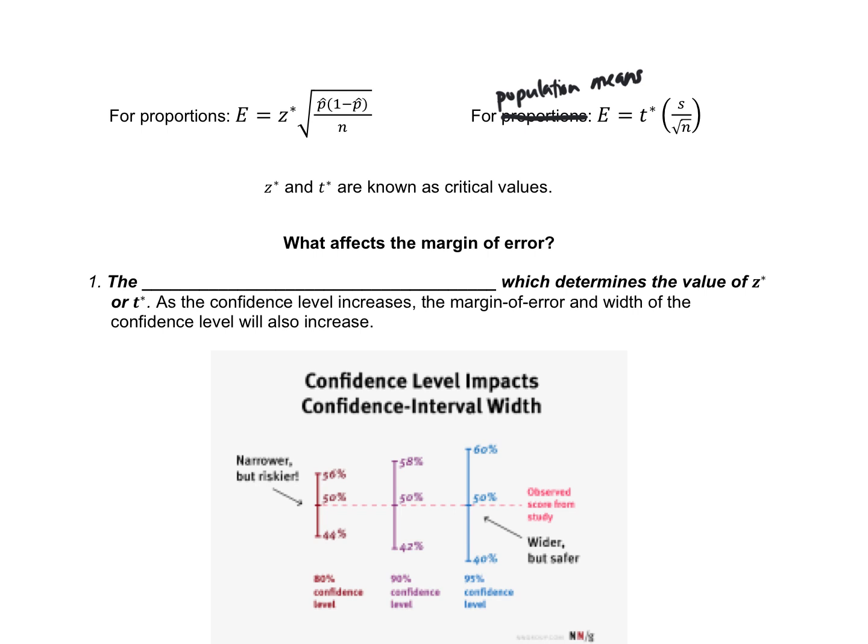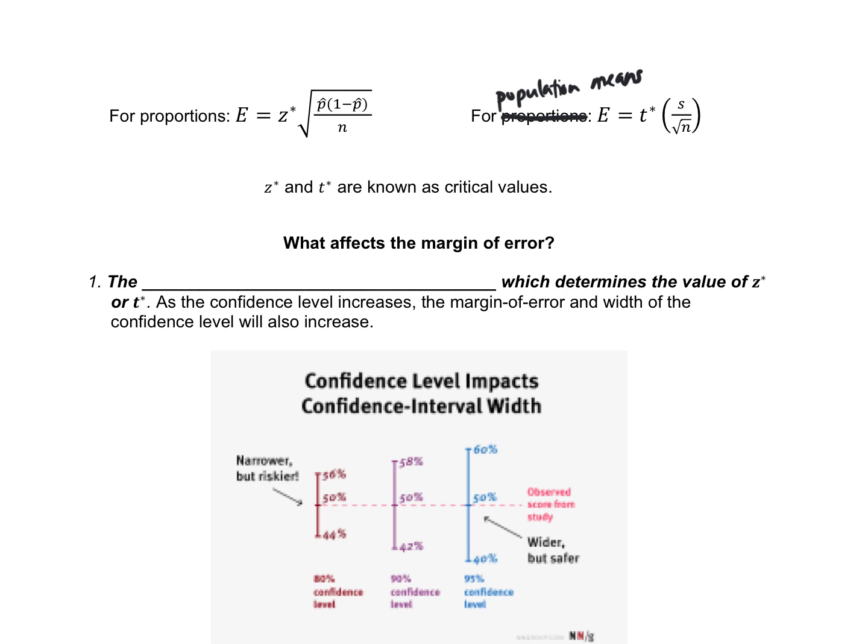T star times S over square root of N. So again, that should look very familiar because that's your standard deviation for population means. And Z star and T star are known as critical values. So if I ask you for the critical value, I'm asking you for that number. And we're going to talk about how to find all this.